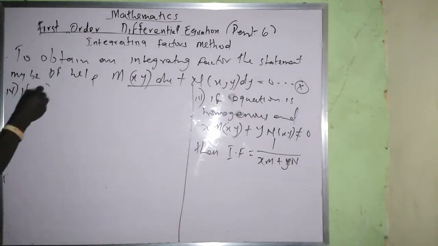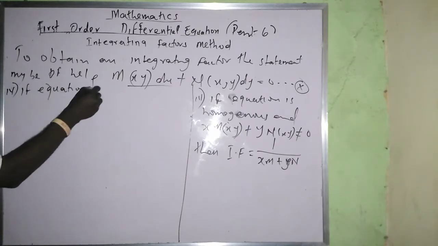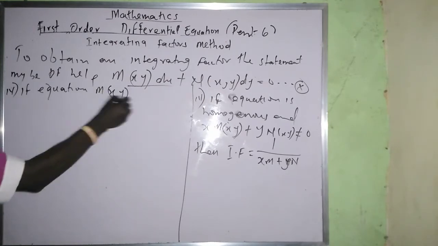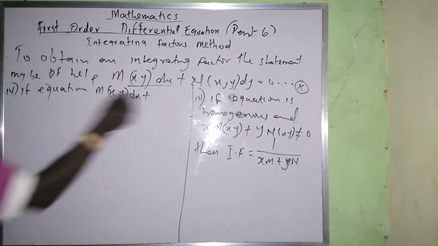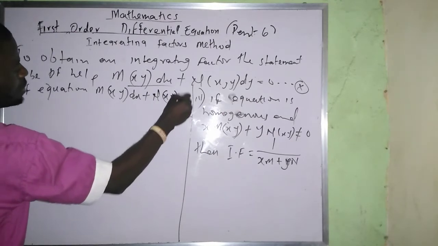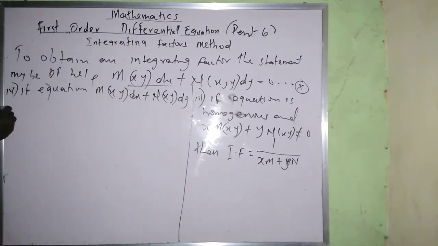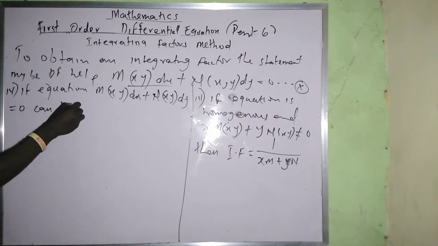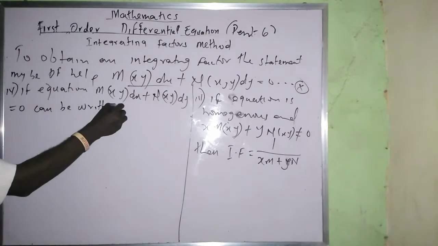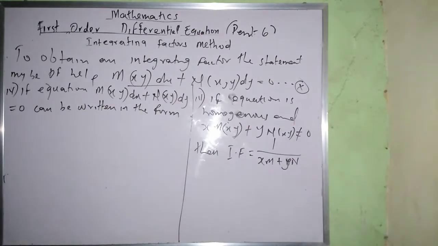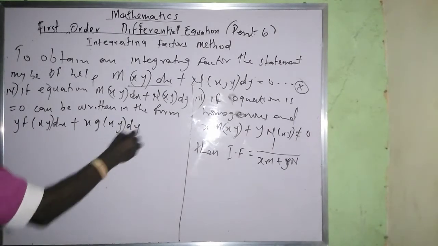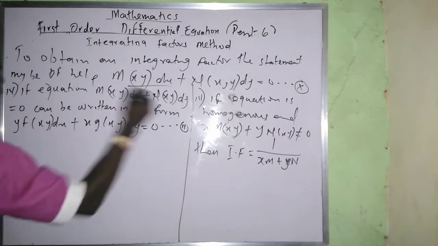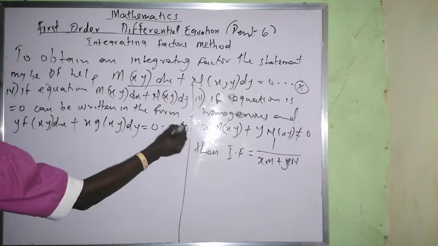Now, if the equation M dx plus N dy equals 0 can be written in the form y f(xy) dx plus x g(xy) dy equals 0, let me call this equation star.